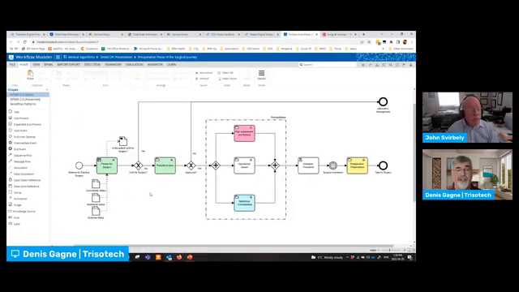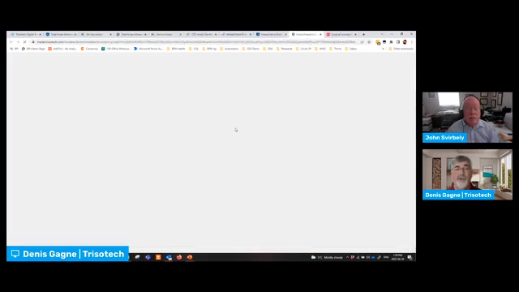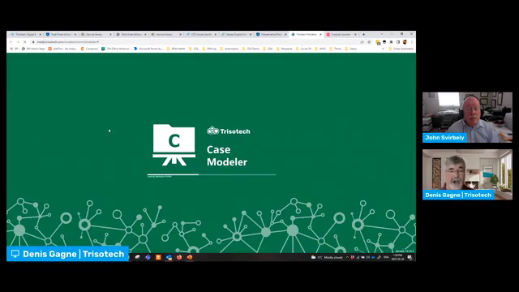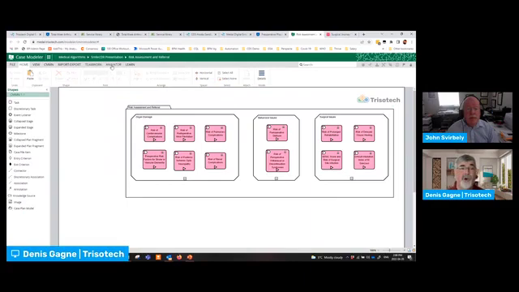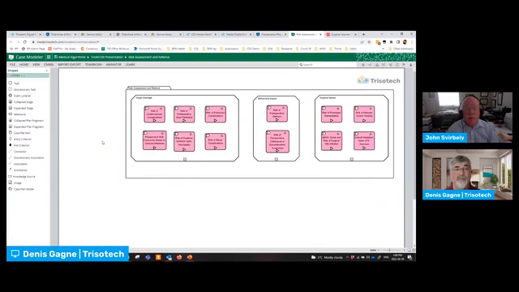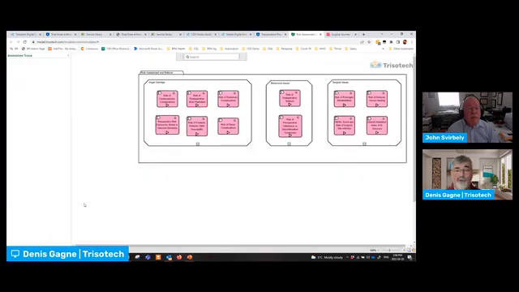So here is the model that John took us through. And if I go in here into the actual case model, I can walk through that model and the logic of it. So I'll just wait for it to open for me here. And because the model is more than just a drawing, I can actually walk through the model.